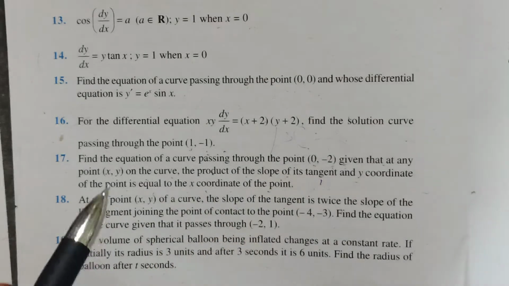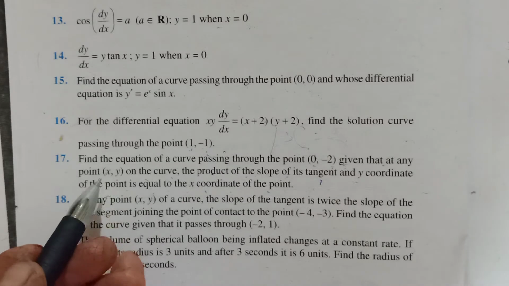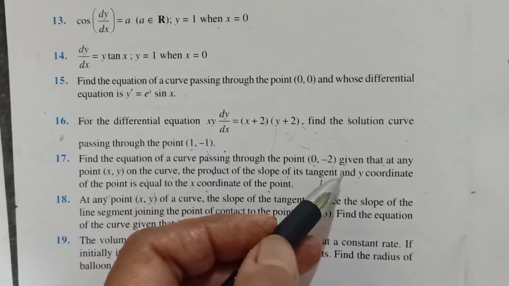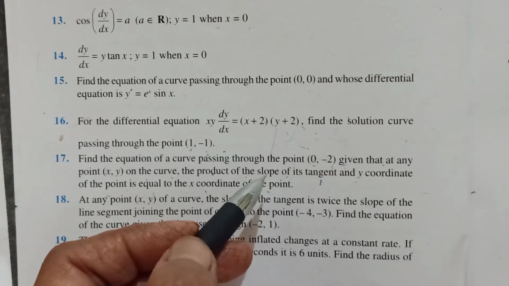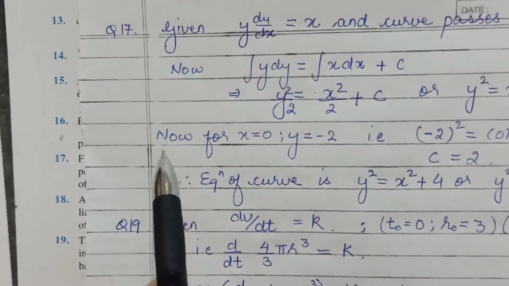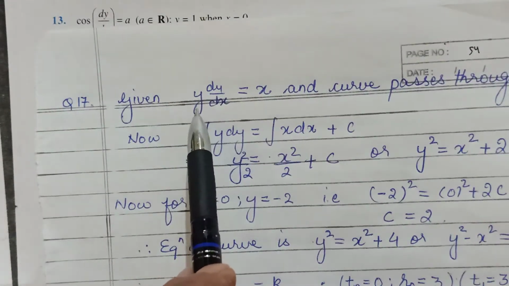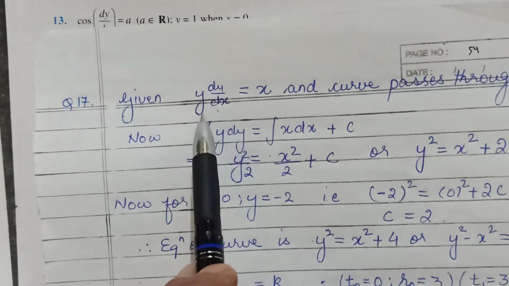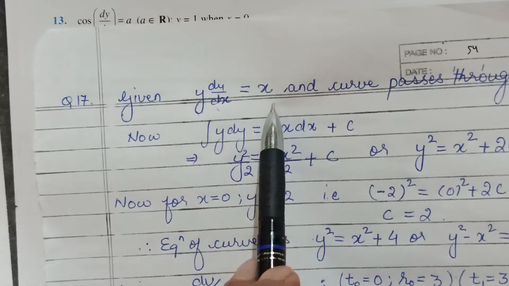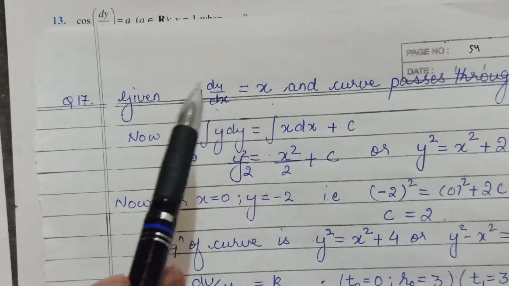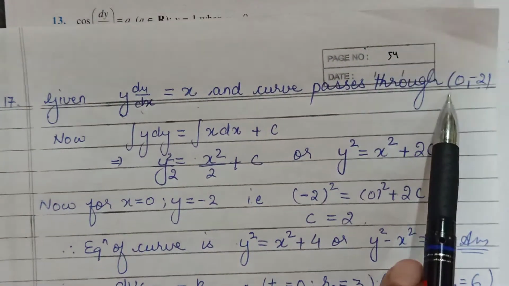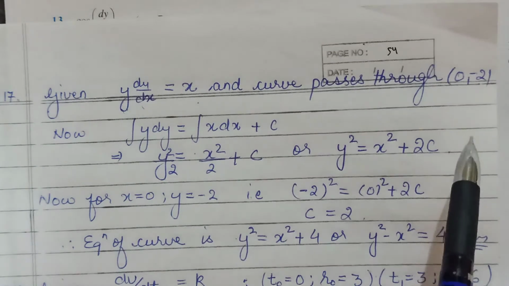Okay, so for any point, let x, y, he has mentioned it here himself, let x, y be any point, and slope of tangent, we know for any curve slope of tangent is given by dy by dx. Okay, so that means this is the condition given to you. Product of the slope of the tangent with the y coordinate is same as the x coordinate. Okay, so for a general point x, y, the x coordinate is x, the y coordinate is y, right? Okay, so that was given to us, and then this point was given to find that constant of integration.